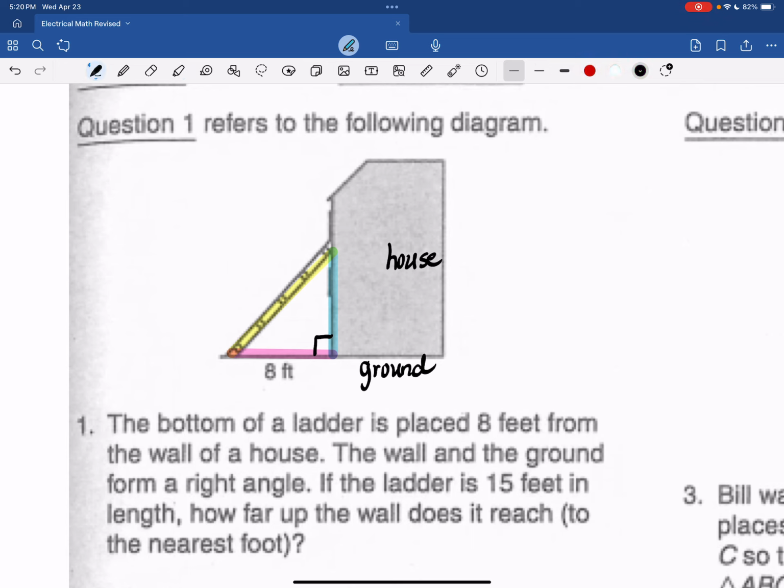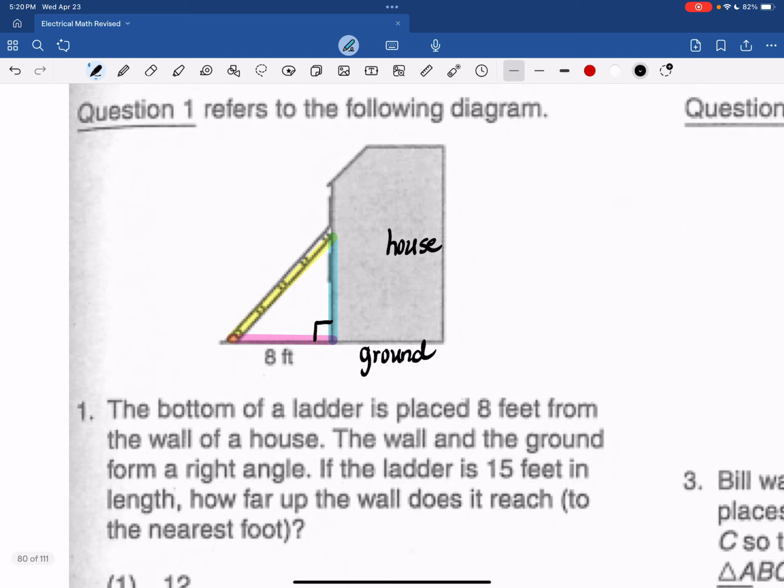So let's read our problem. The bottom of the ladder, right there, is placed 8 feet from the wall of a house. The wall and the ground form a right angle. If the ladder is 15 feet in length, so we have 15 feet and 8 feet, that's a good thing. How far up the wall does it reach to the nearest foot? So we're looking for that dimension.